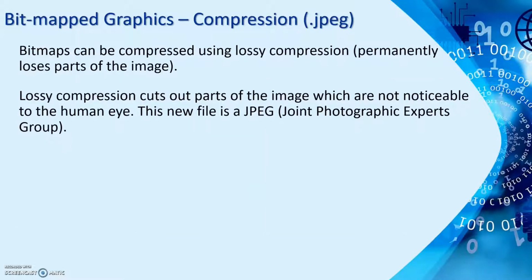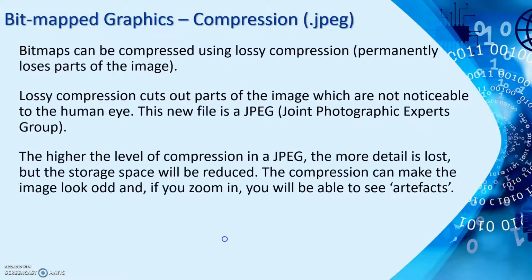So if we look at compression as far as a JPEG is concerned, this uses something called lossy compression. That means that the parts of the image are permanently lost. You're reducing your file size by getting rid of parts of the image. So lossy compression cuts out parts of the image which are not noticeable to the human eye. And the new file is called a JPEG, Joint Photographic Experts Group. And the higher the level of compression that you use in a JPEG, the more detail is lost, but your storage space is reduced, okay?